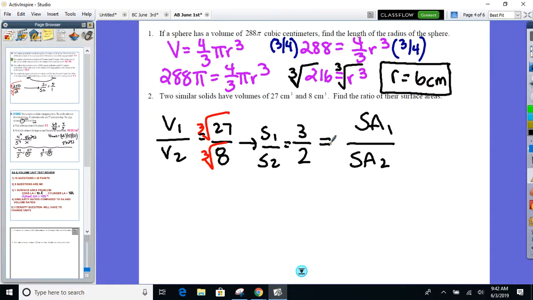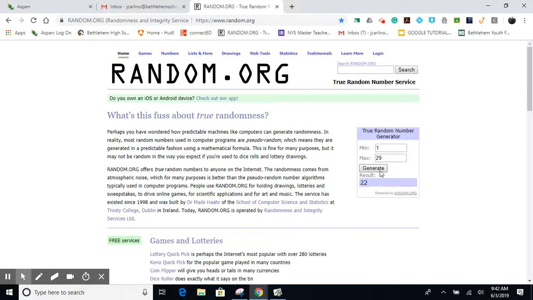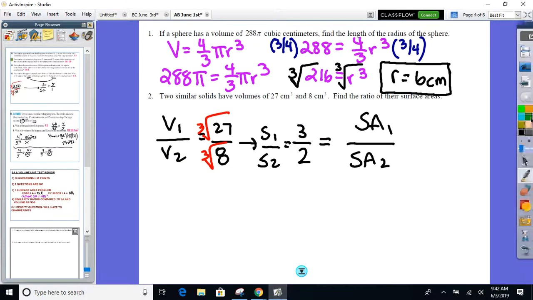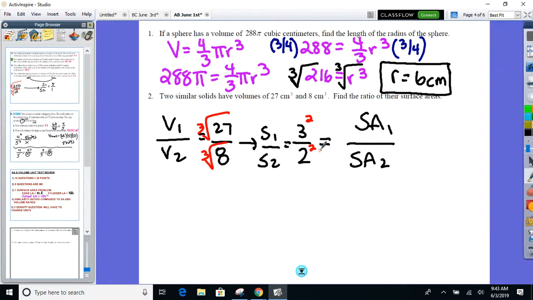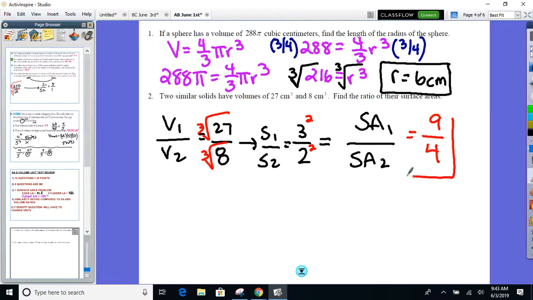And then now how do I get to my surface area ratio? If I know the similarity is 3 to 2, what do I do with my similarity? I square it. So my final answer here is going to be the surface area is 9 to 4.